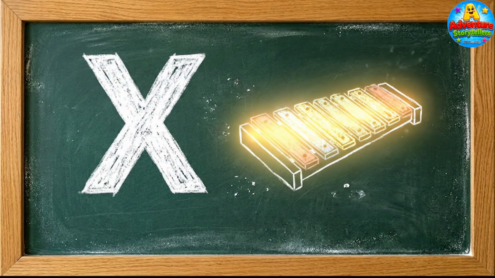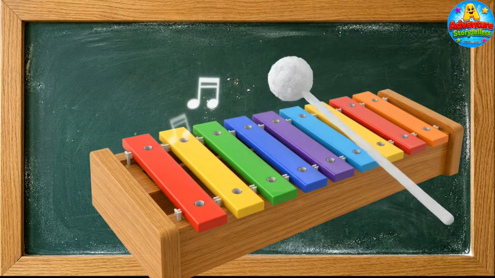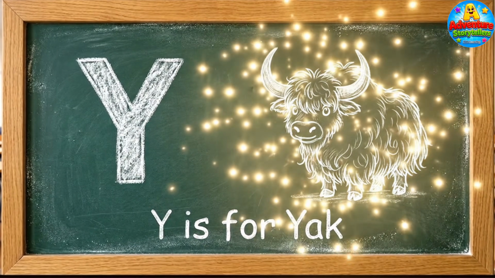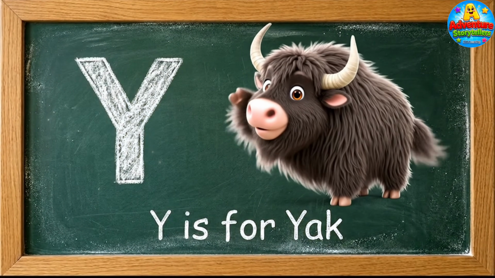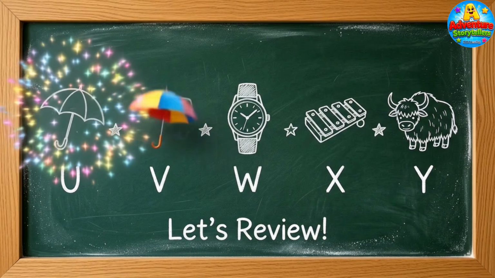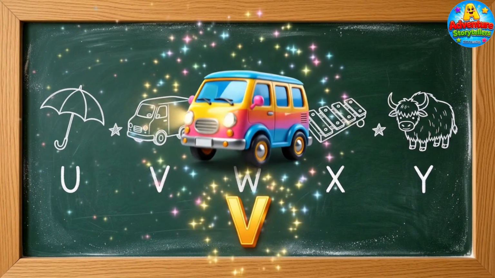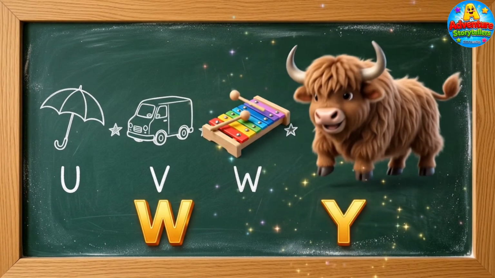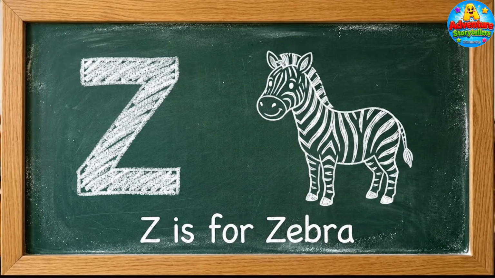X is for xylophone. X, xylophone. Y is for yak. Y, yak. U, V, W, X, Y. Reach the sky. U, V, W, X, Y. Yay, yay, yay.